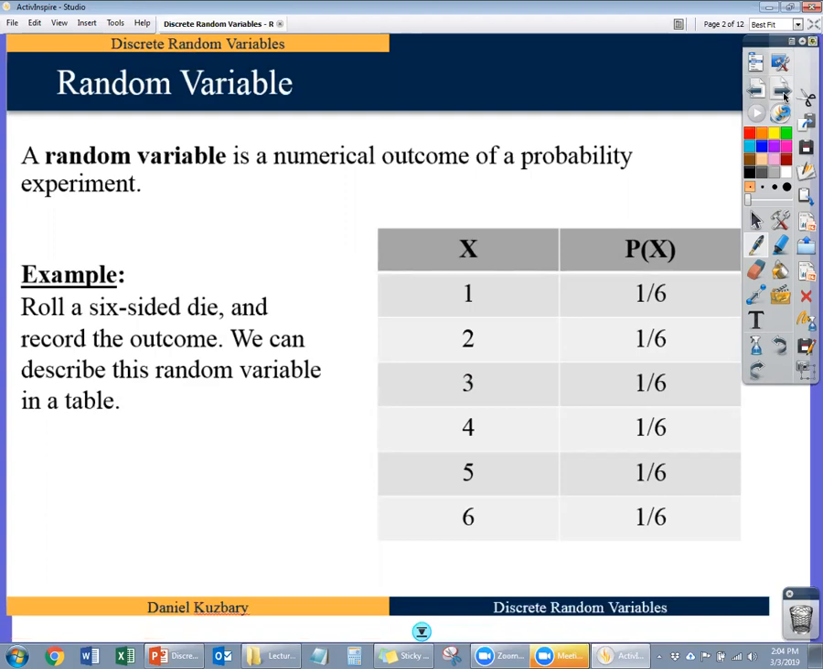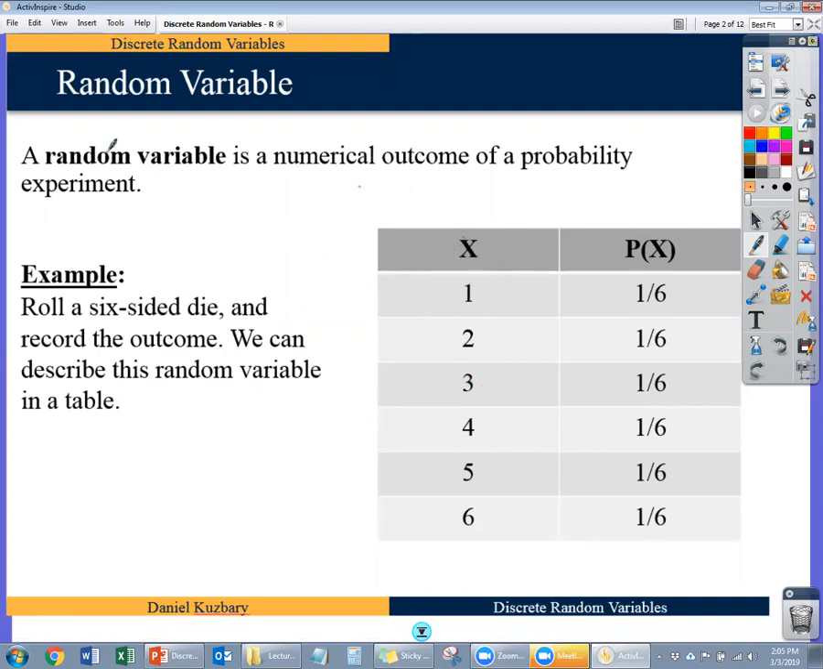A random variable is a numerical outcome of a probability experiment, and I went ahead and wrote down an experiment here that's familiar to us. We're going to roll a six-sided die and record the outcome. We know with a six-sided die, there's 6 different outcomes, 1 through 6. We can describe this as a random variable and represent it in a table like this.